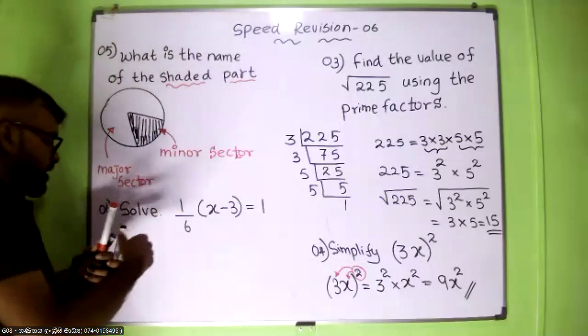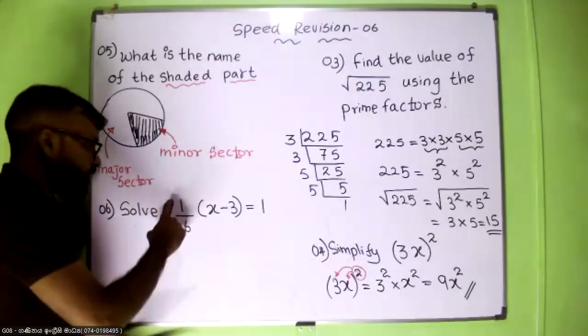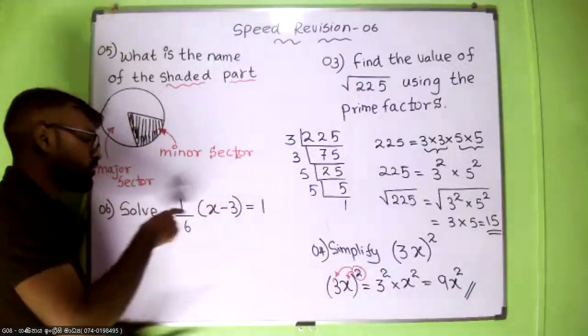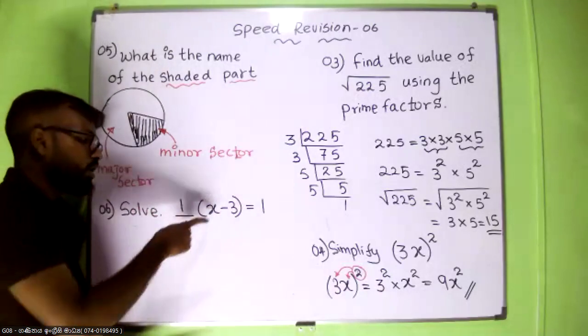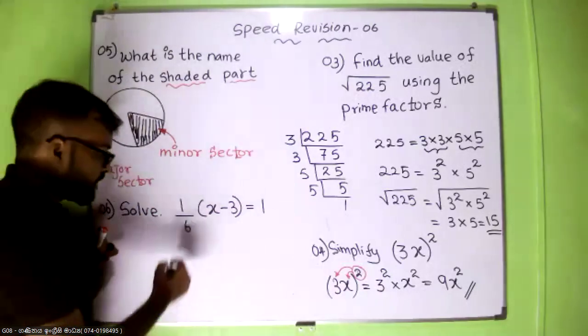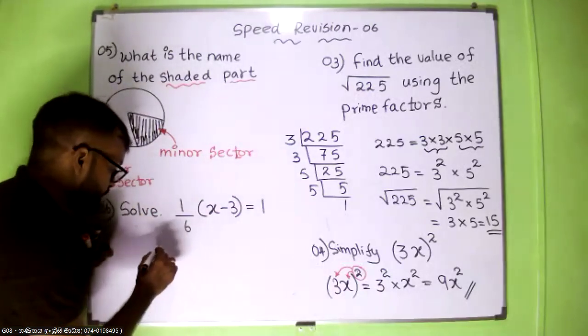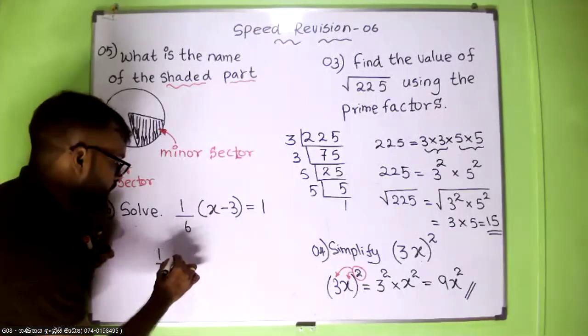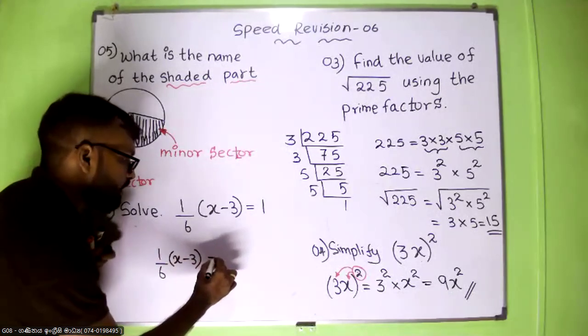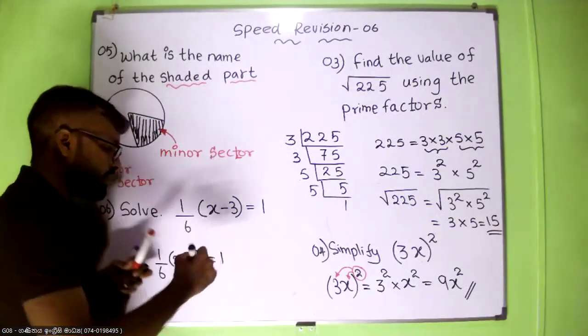Solve 1 upon 6 times (x minus 3) equals 1. So you have to solve for x, you have to find the value of x. So how do you find the value of x? I will rewrite this one: 1 upon 6 (x minus 3) equals 1. So this is the thing that we have.